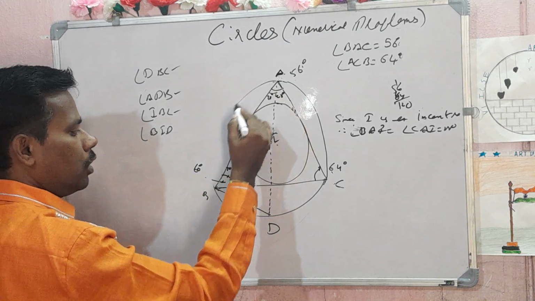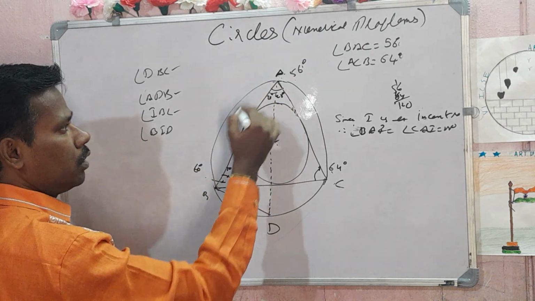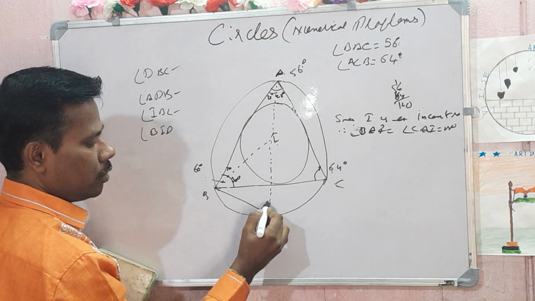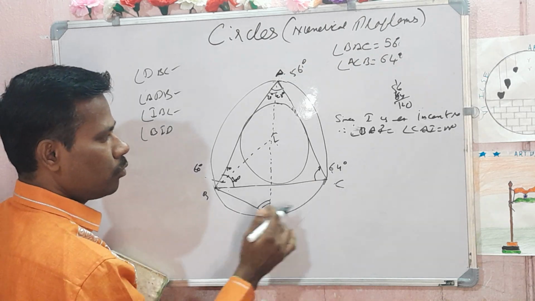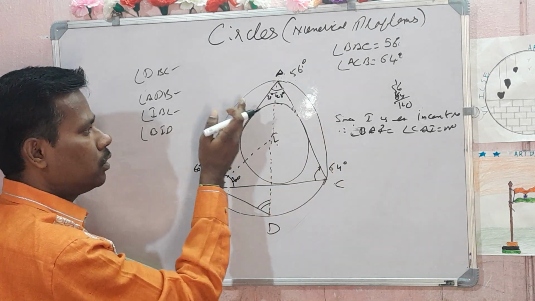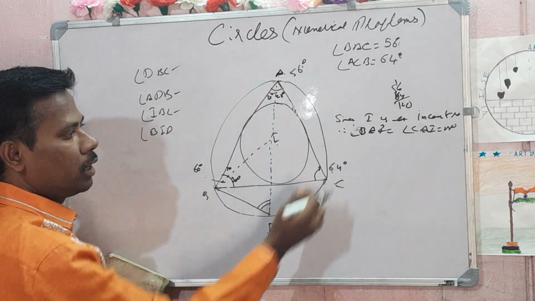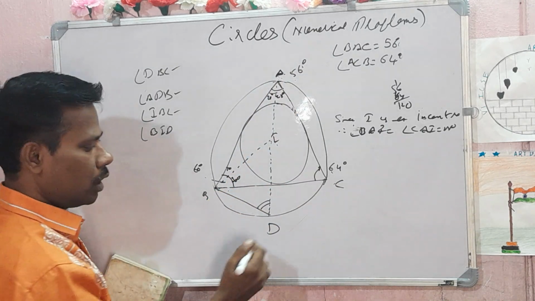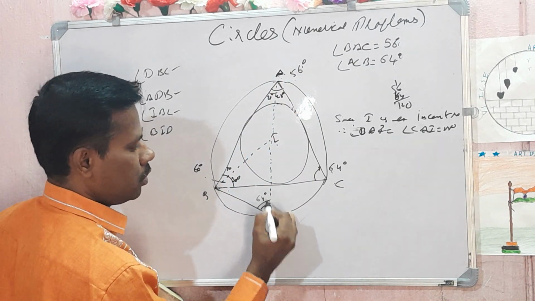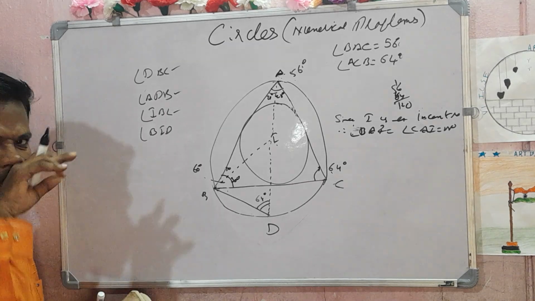See here, now I will join this again, right? They are lying on the same arc. So angles in the same segment of circle are equal. Same segment, that means this is the segment. This is minor, this is major segment. Angles in the same segment of circle are equal. So if this is 64, this is also 64 degrees, right?